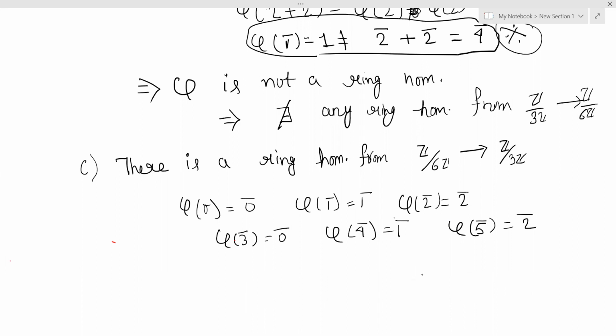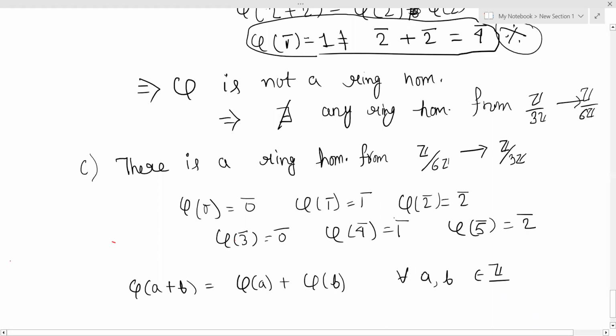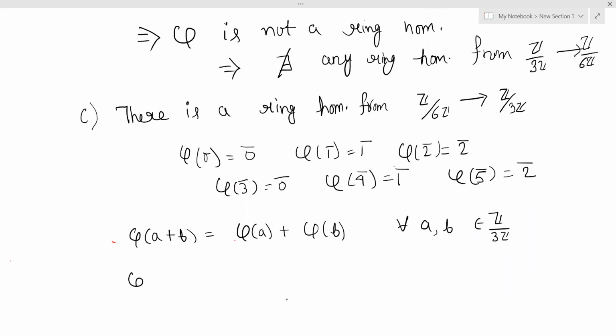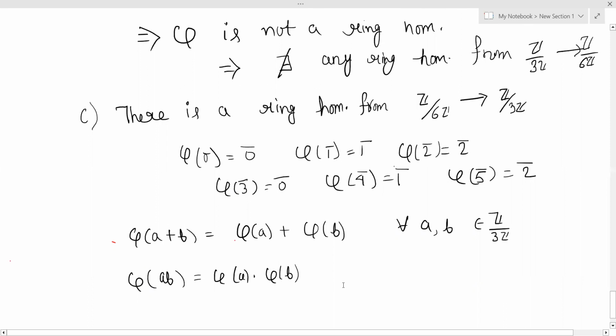Now you have to check that phi of A plus B equals phi A plus phi B for all A, B in Z mod 3Z, phi of AB equals phi A dot phi B, and phi of 1 is also 1. So you have to check these conditions.